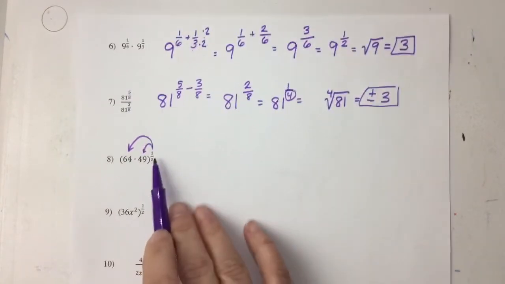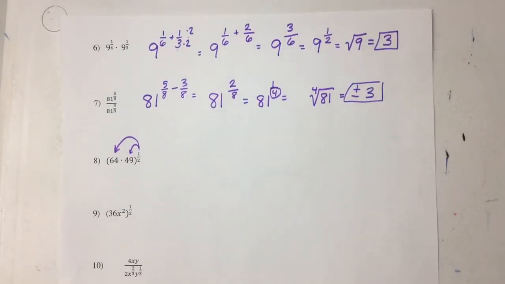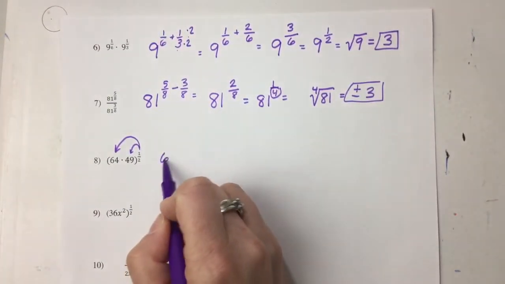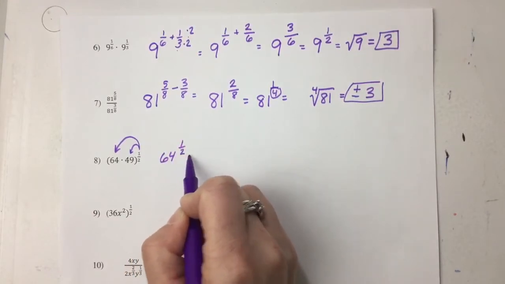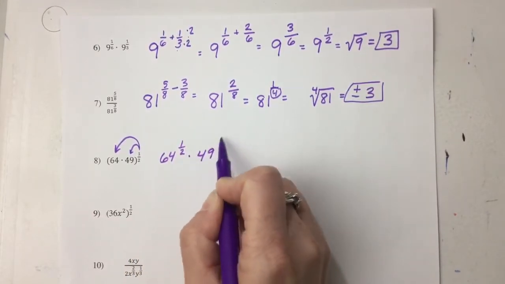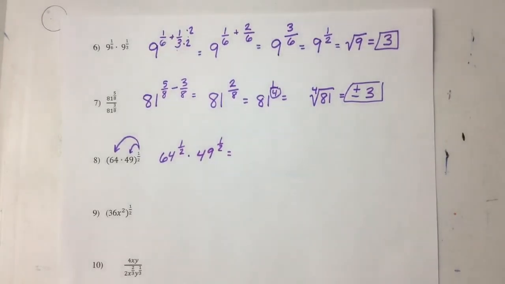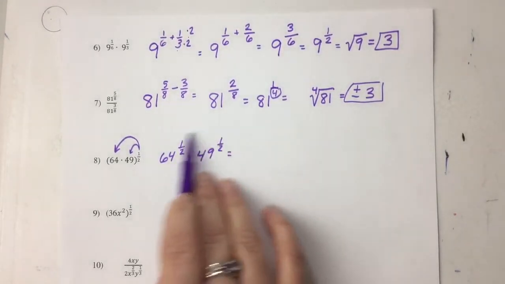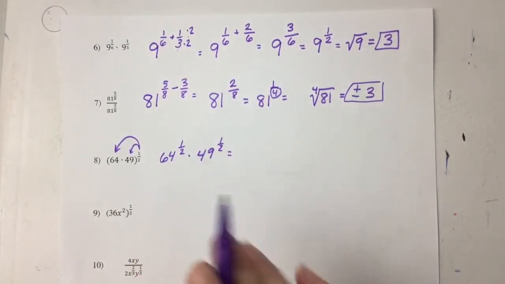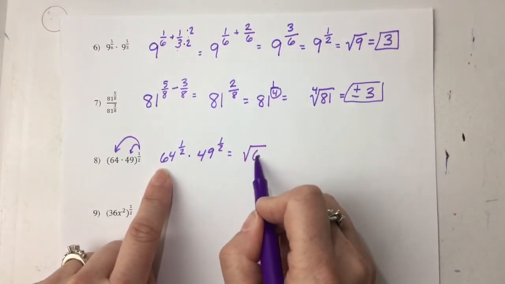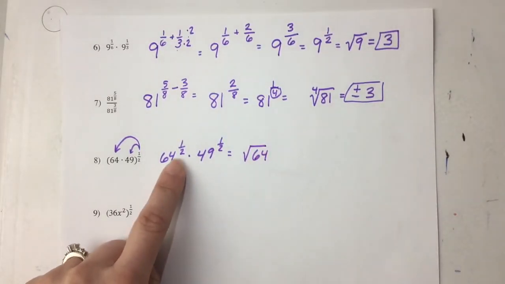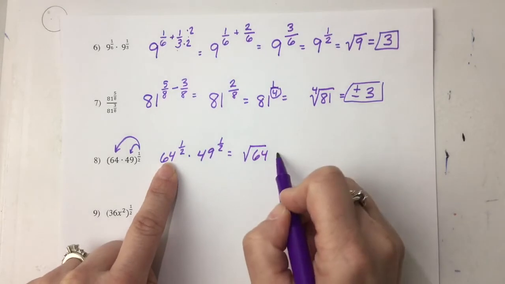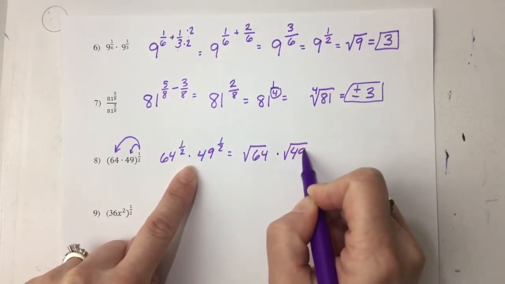If you have an exponent outside of a group, everything gets that exponent. So check this out. 64 gets an exponent of 1/2 times 49 gets an exponent of 1/2. Now this is your 7.2. Now we're going back to 7.1. The square root of 64, because that's what 64 to the 1/2 power is, times the square root of 49.